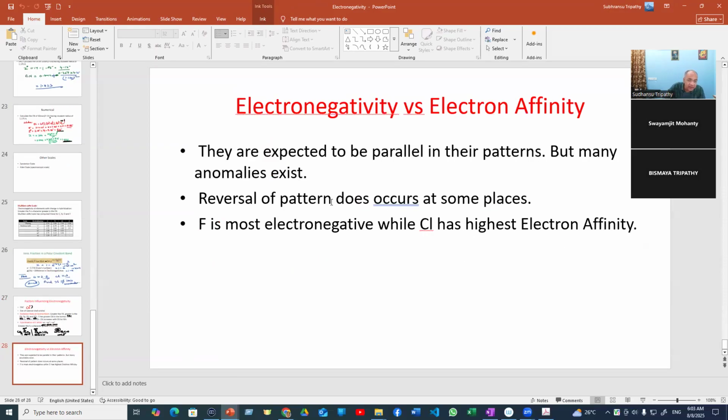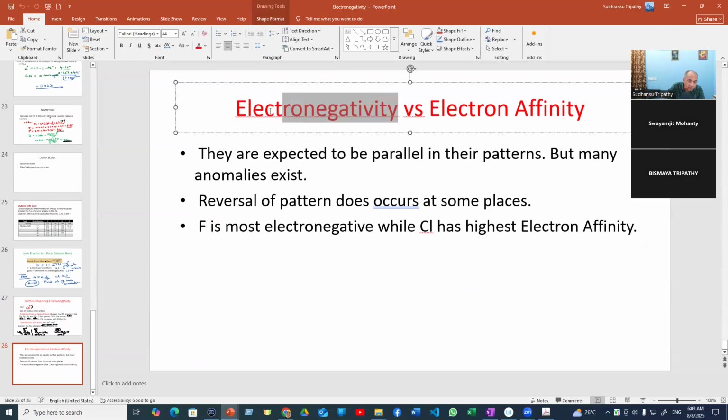So there is definitely some difference between electron affinity and electronegativity. This is just a relative term taking fluorine as the maximum, and this is the energy term. They are expected to be parallel, but there are many anomalies, particularly in the p block. You will find the trends are different. Electronegativity decreases, and there is some anomaly in the middle row. But in the electron affinity, the third period element has the higher than the second period element. Fluorine is the most electronegative, but chlorine has the highest electron affinity.